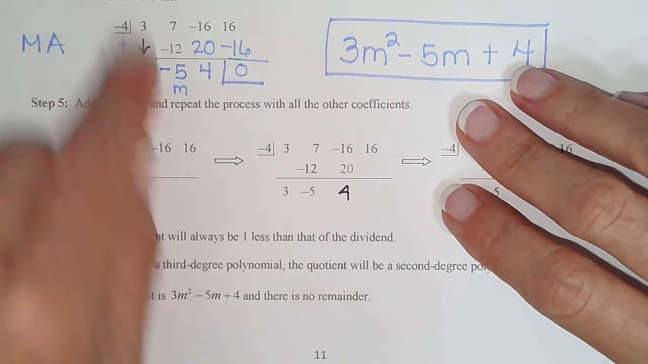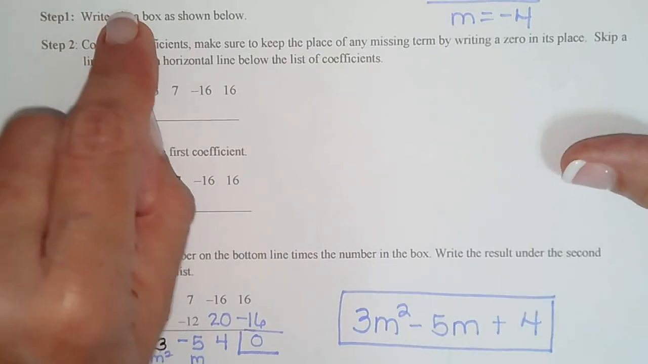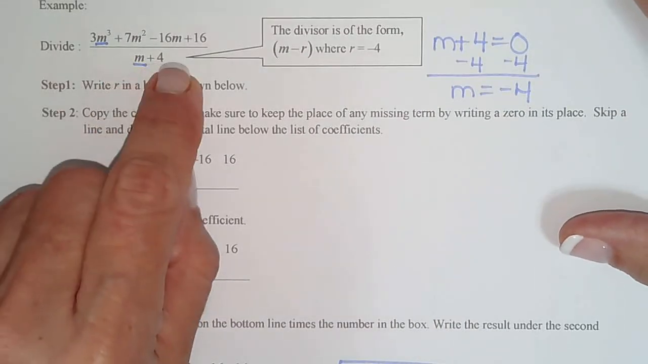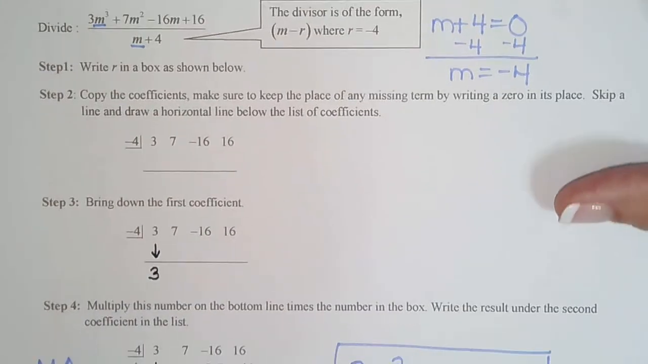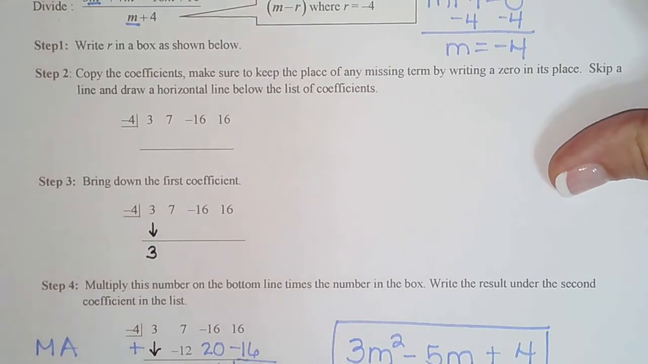One that has a number in front, so maybe 5m plus 4, so you can't use this method. You have to use long division. Okay, let's go to the last page and have some fun with these.